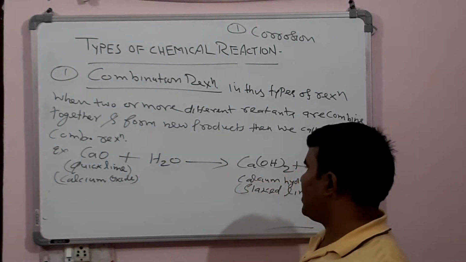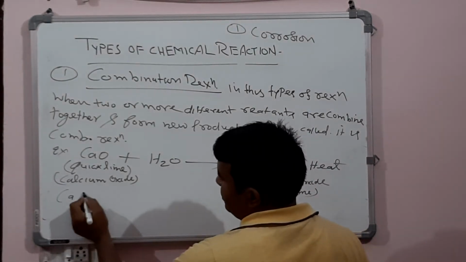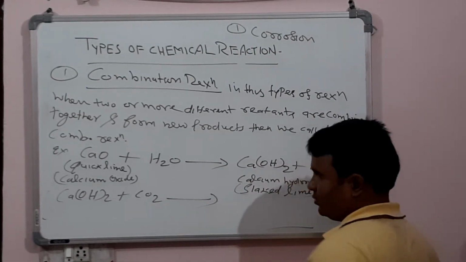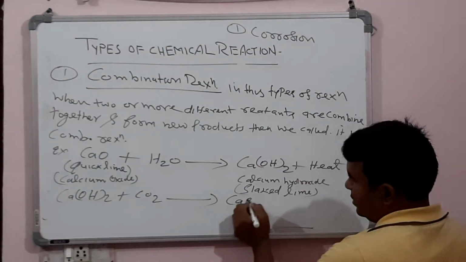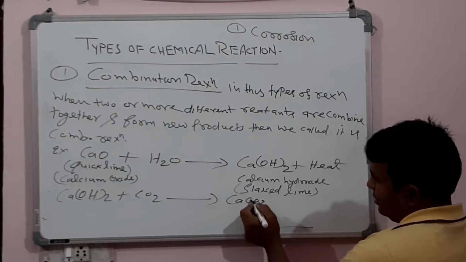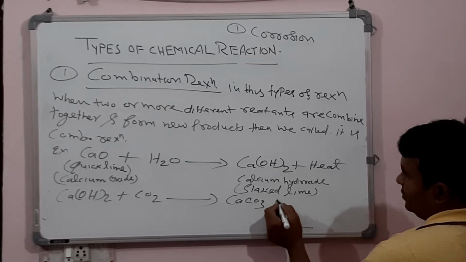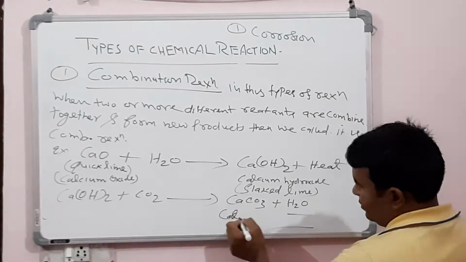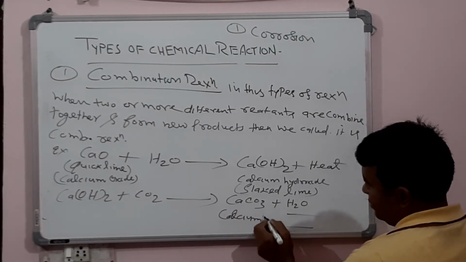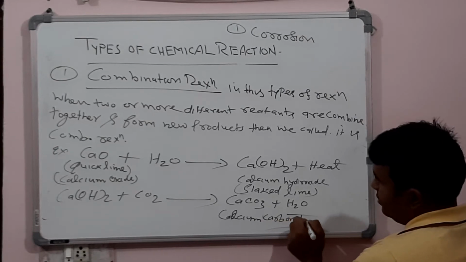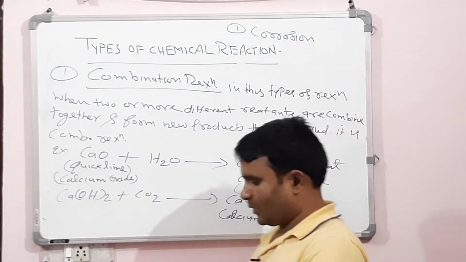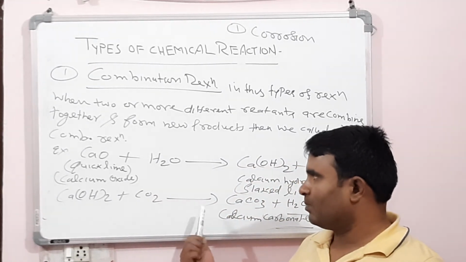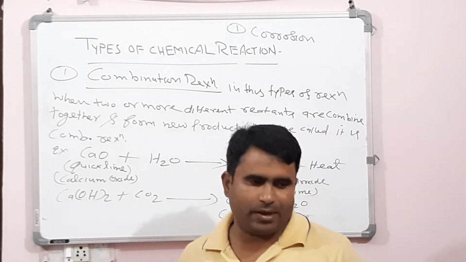After formation of the calcium hydroxide, we take calcium hydroxide and react it with CO2, then we obtain calcium carbonate and water is formed. It is calcium carbonate. Then we can say these are prominent examples of combination reaction.